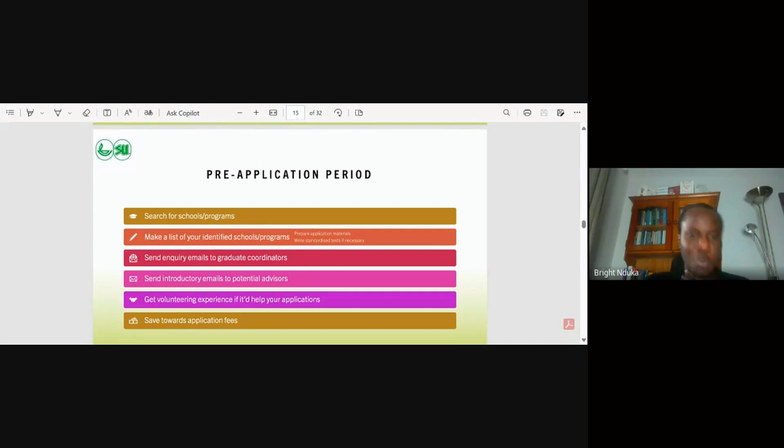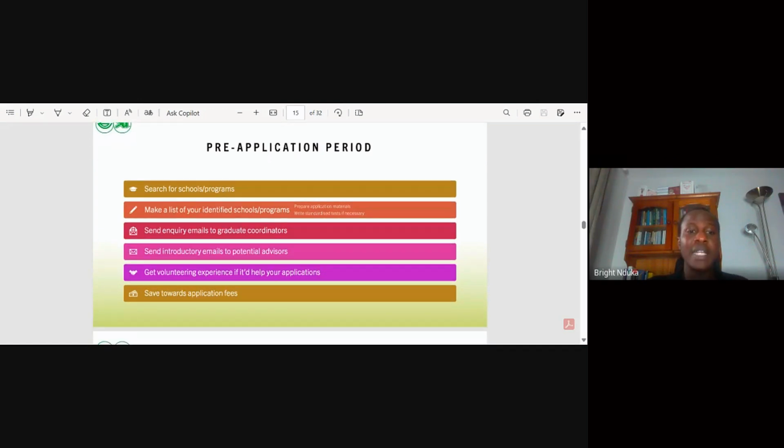I'll just rush through. What you need to do: search for schools, make a list of the schools or programs you've identified that suit you, and then send an inquiry email to the graduate coordinator. Like I said, don't be scared to send them emails, asking them questions on what you want to ask about. Then send introductory emails to potential supervisors.